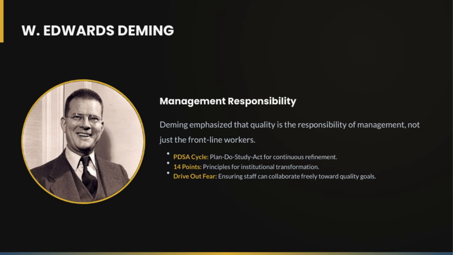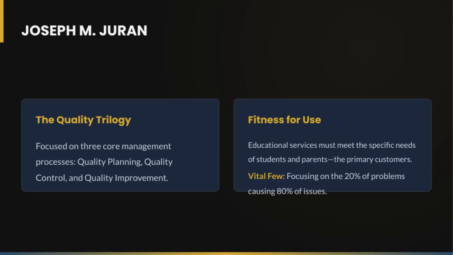Importantly, Deming emphasized that quality isn't just the responsibility of frontline staff. It's primarily a management responsibility. Leaders need to set the tone, provide the resources, and foster an environment where quality can thrive. So overall, Deming's ideas remind us that building a quality-focused culture involves leadership commitment, open communication, and a willingness to continually learn and improve.